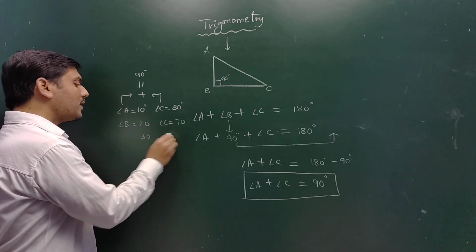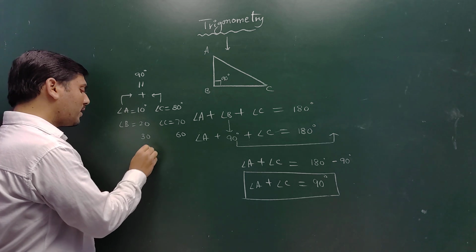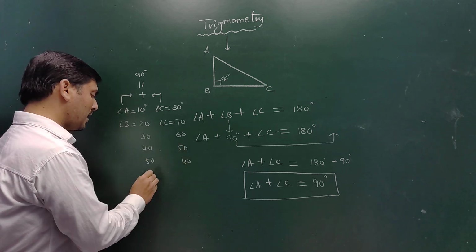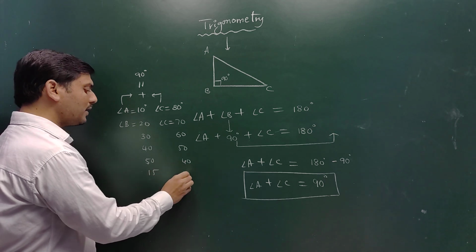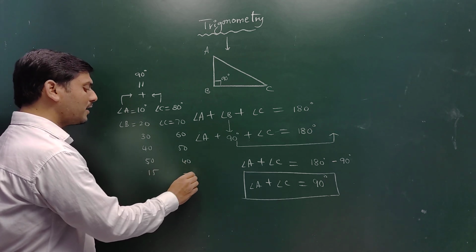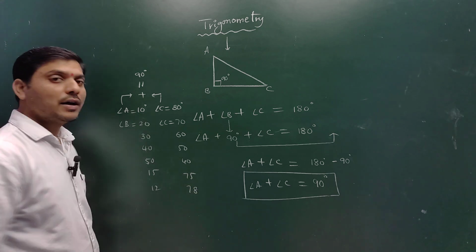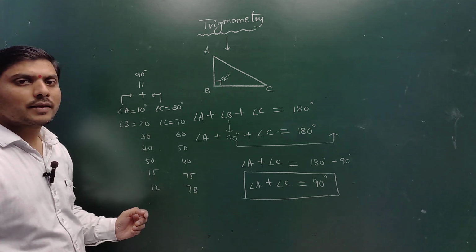This is 30, this is 60, this is 40, this is 50, this is 50, this is 40, this is 15 degrees, this is 75 degrees, this is 12 degrees, this is 78 degrees. Do you understand this concept?